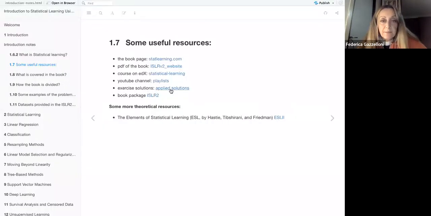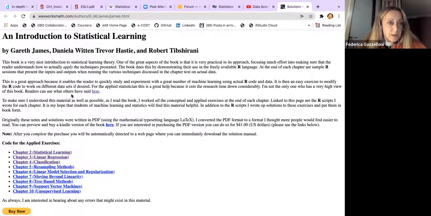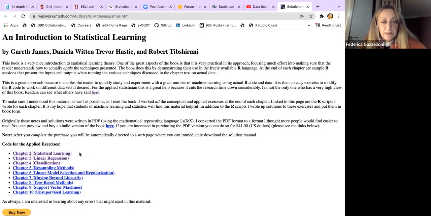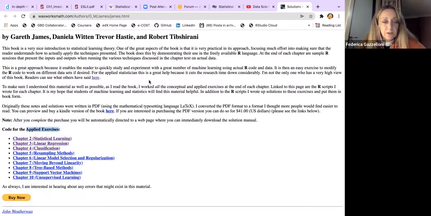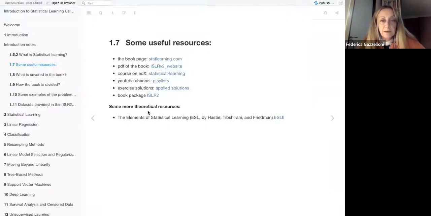And then there are some exercise solutions, still by the authors, because this book has two types of exercises. One is the theoretical ones, and the other is the applied exercises. So these are the applied exercises, and you find the solution here. If you want the whole content, you can have the book here. I believe that there are some other free resources available where even the theoretical exercises are already done. There is something in the channel as well.